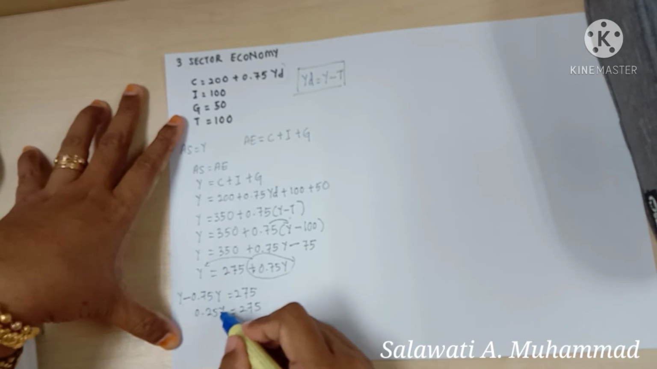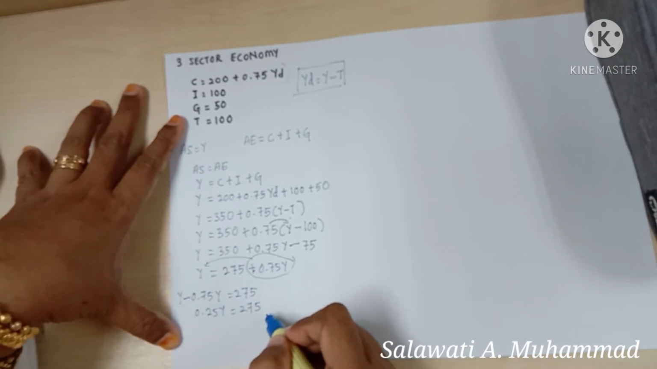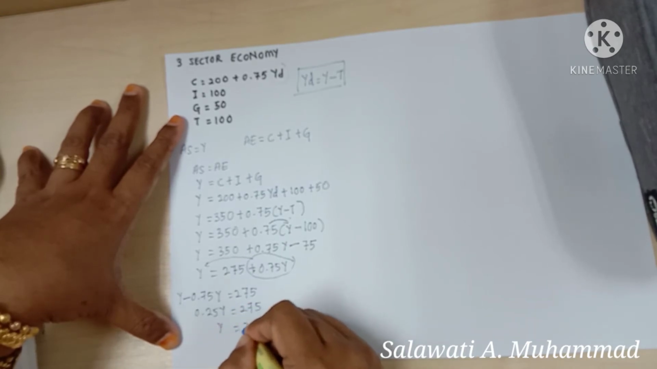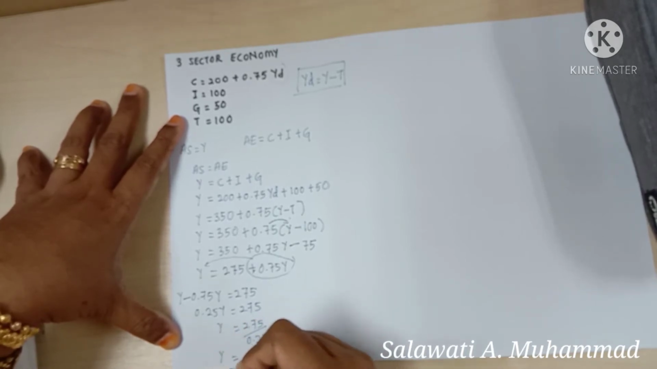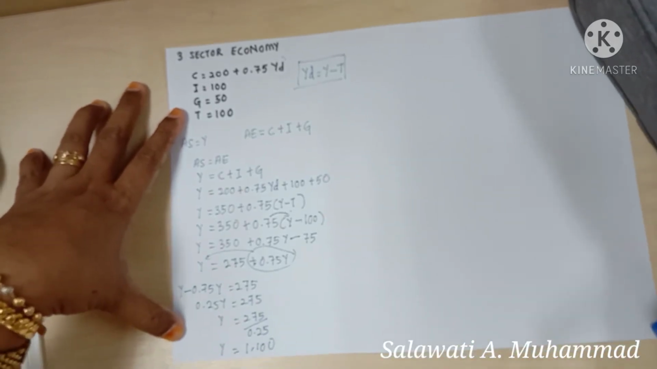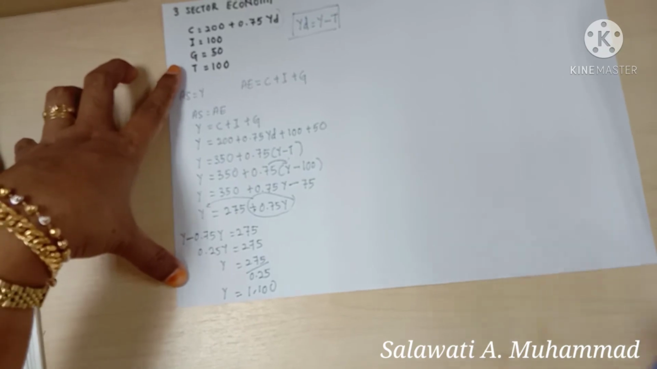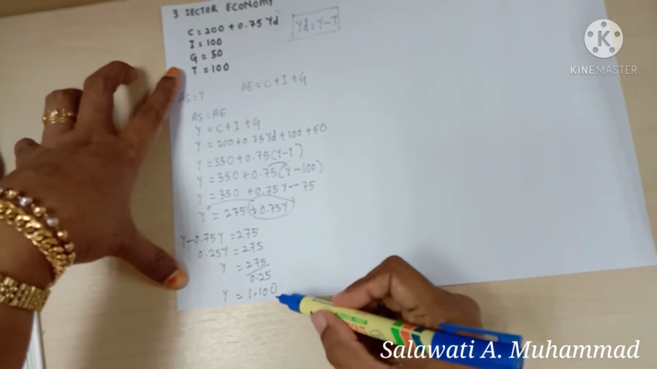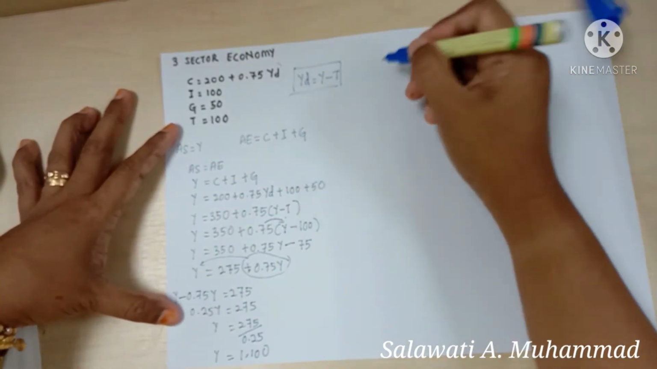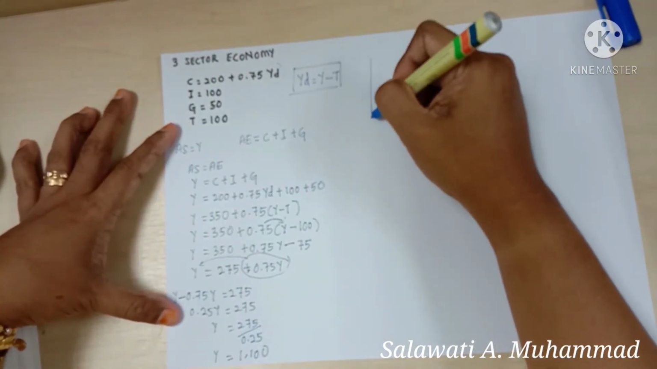This is multiply. We move to another section, it will become divide. So y equal to 75 divide 0.25. So y equal 1100. Okay, can you see it? Finally, it will become 1100.